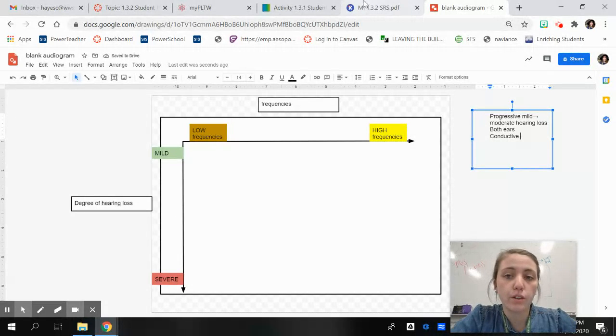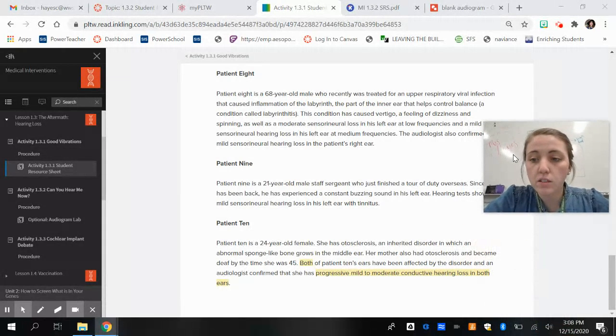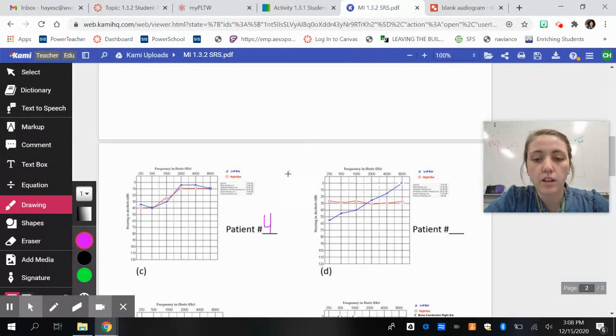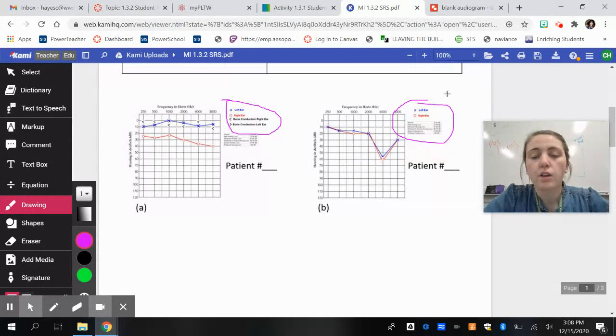So there are only a few patients on this resource sheet that have conductive hearing loss, and I wanted to make sure I explained to you how you can tell the difference between conductive and sensory neural. So if we have conductive hearing loss, you should be looking for these little lines. You'll see that some graphs have bone conduction, like this one, but some graphs do not. Your biggest indicator if it's going to be a conductive hearing loss is going to be if it has the bone conduction, because that's how we differentiate.